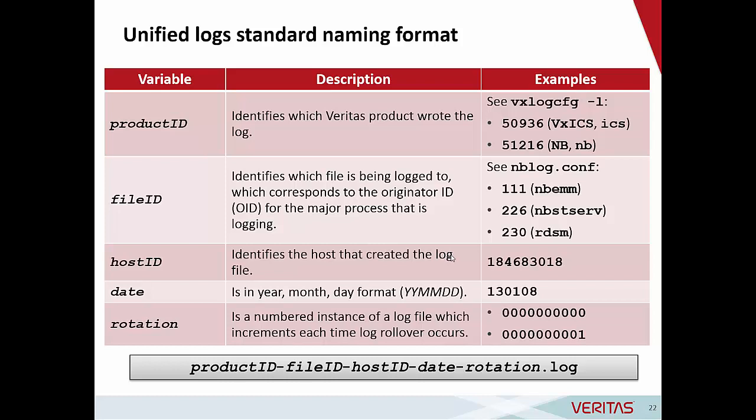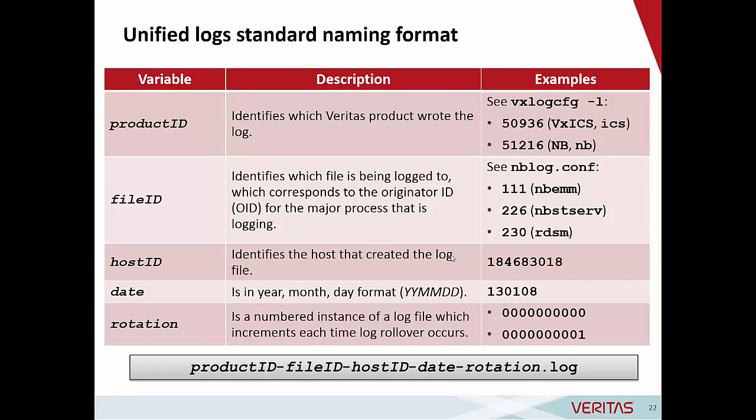These are controlled by the nblog.conf configuration file. If you were to go to that file, you would be able to see a mapping between these file IDs and the exact processes they correspond to. It's also pretty easy to tell if you actually look at it on a NetBackup server, because these files will be contained in a parent directory, and the parent directory will be named after the process. There's a host ID that uniquely identifies the host. There's a date, and there's a rotation in case the log has been rolling over.